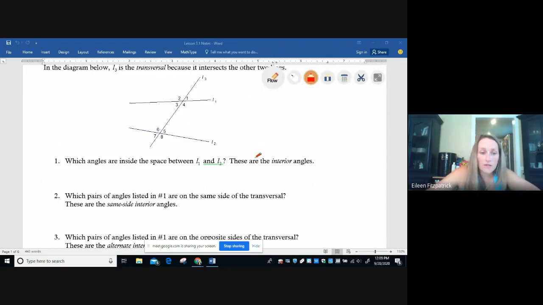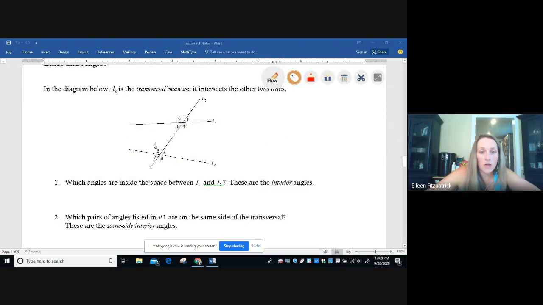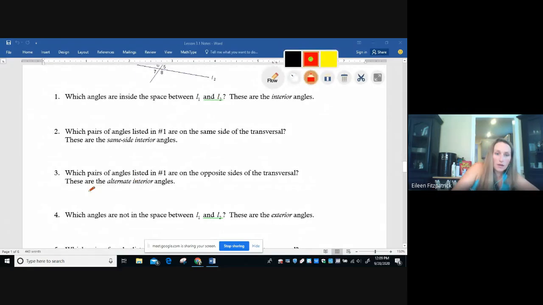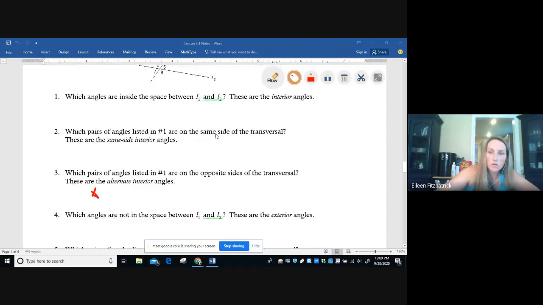All right. Now it says, for the next one, which pair of angles listed in number 1 are on opposite sides of the transversal? Those are your alternate interior angles. So again, I want to look at the interior angles and which pair are on opposite sides of the transversal. So 4 and 6 are alternate interior and 3 and 5 are alternate interior. Okay, so your alternate interior angles would be angles 3 and 5, 4 and 6. So angle 3 and angle 5, and then angle 4 and angle 6.